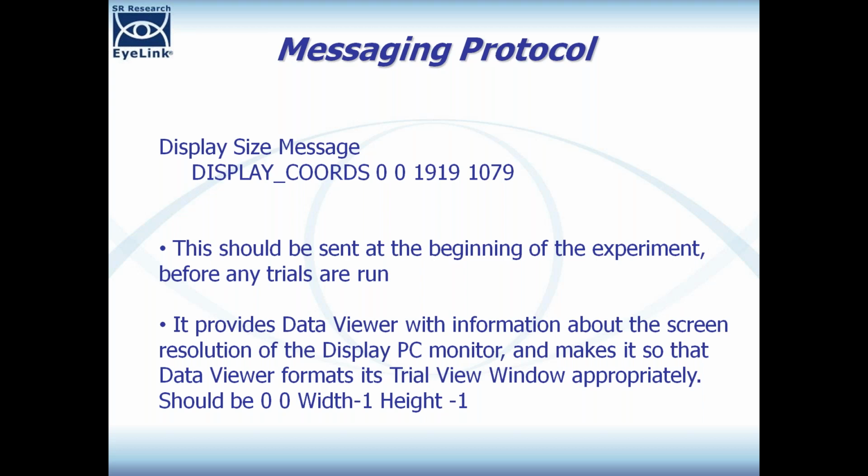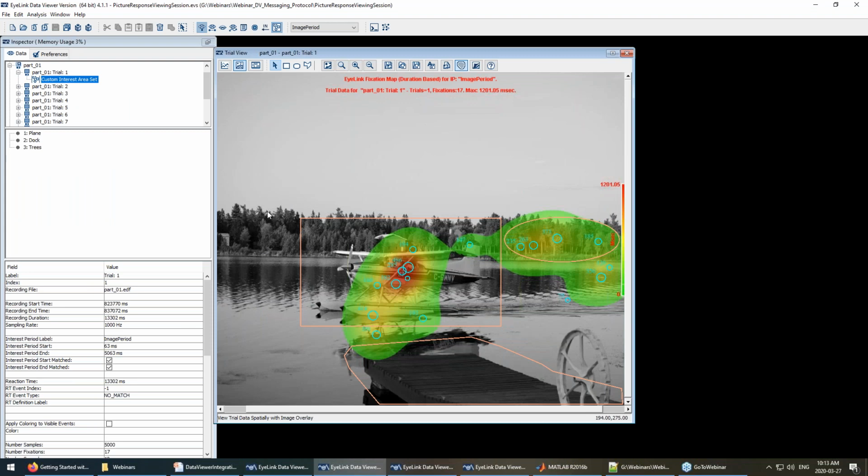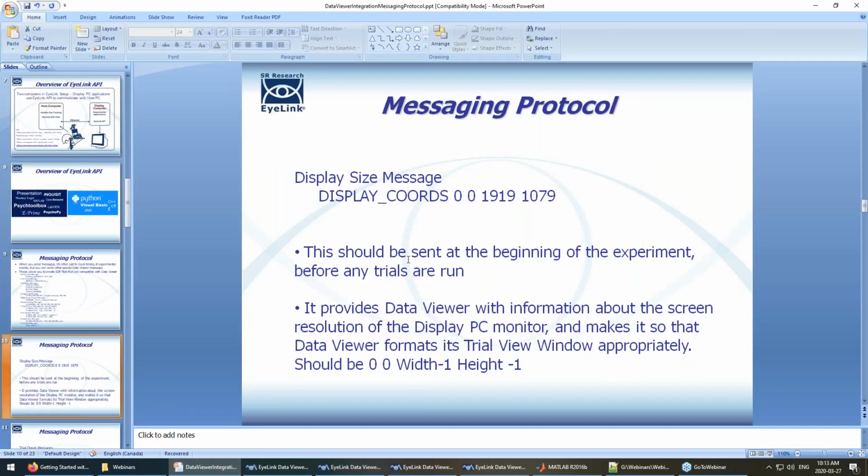This will be sent at the beginning of the experiment before any of the trials are run. Really what this is doing is allowing Data Viewer to format this window here. It's going to format this window based on the resolution that you specified. This is called the trial view window. So it's critical to send that type of message at the beginning of the experiment.